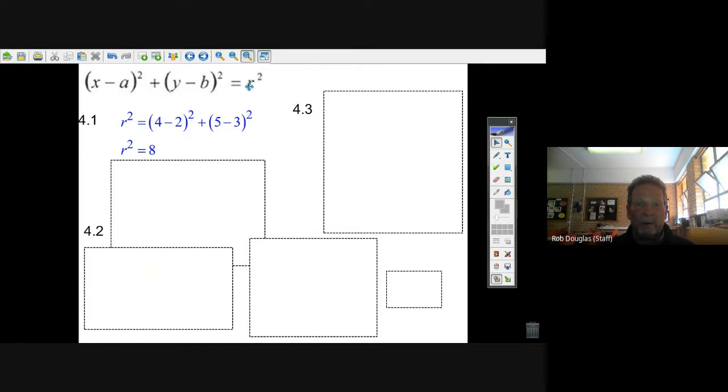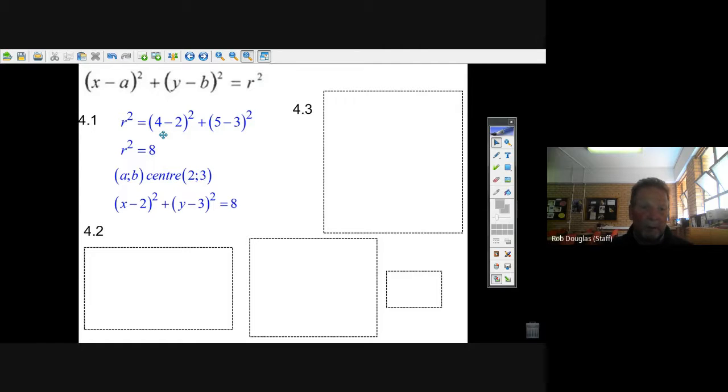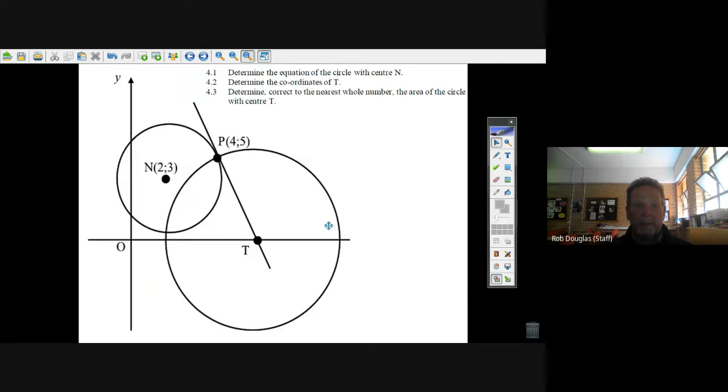Well, I've got r squared is 8, so I've got part of the formula. And I know that a and b are 2 and 3, so I've got the rest of the formula. I just take the center of (2, 3) and put a is 2 and b is 3. There's the equation of the circle that's centered at (2, 3). All we really did is use the point to figure out r, then put the center in there. Let's go back and look at the next question.